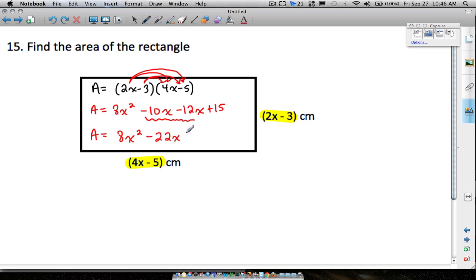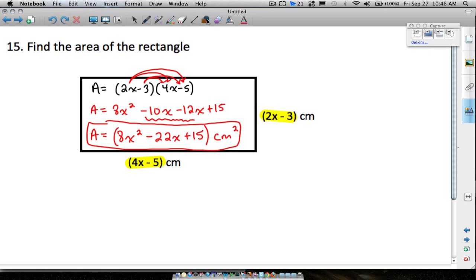And then plus 15. And let's not forget one thing here, the area is going to be this, and then it's centimeters squared or square centimeters. That's how you find the area of a rectangle. You take the length times the width.